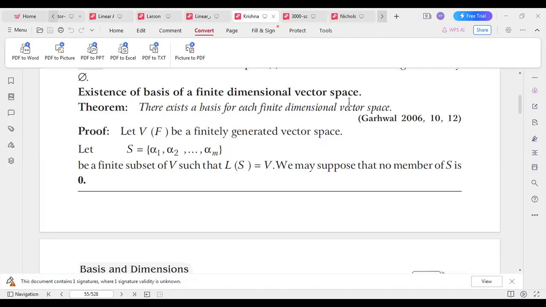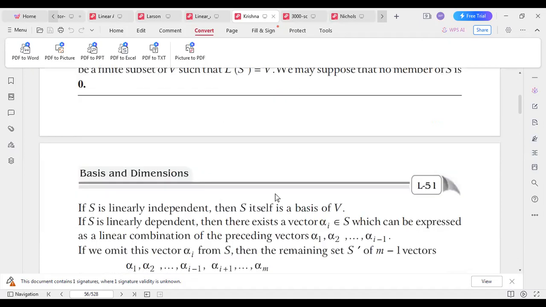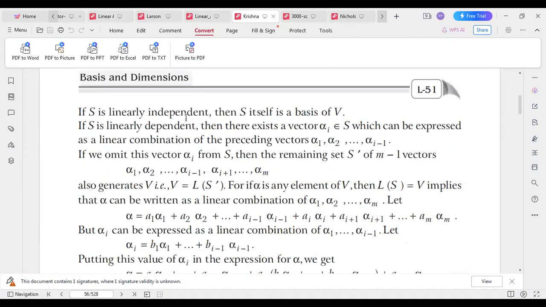Now an important theorem we will try to prove: there exists a basis for each finite dimensional vector space. Let B be a finitely generated vector space, where S equals alpha 1, alpha 2, up to alpha m is a finite subset of B such that B can be represented as linear combinations of S vectors. If S is linearly independent, then S itself is a basis of B.